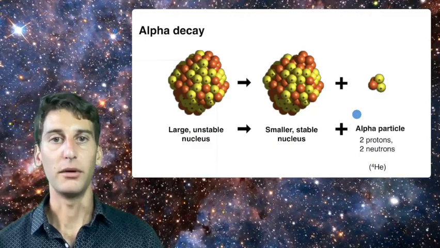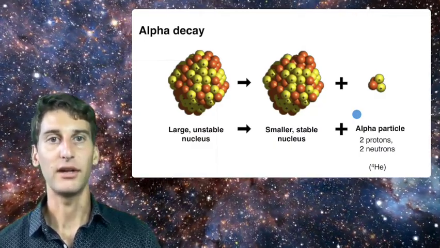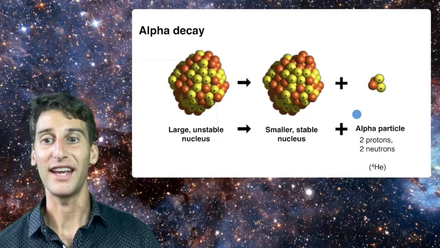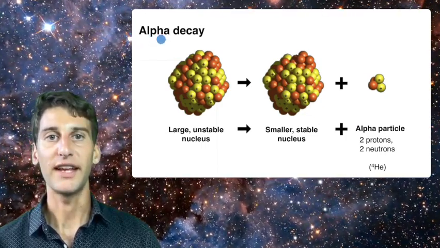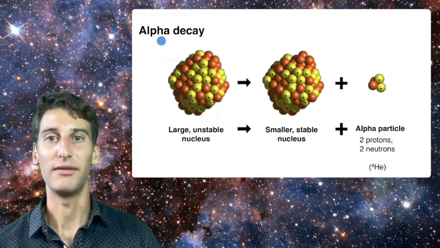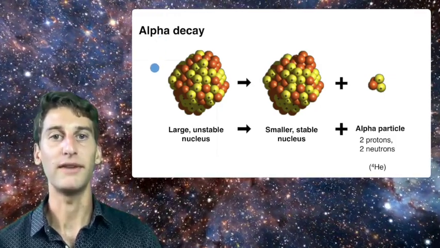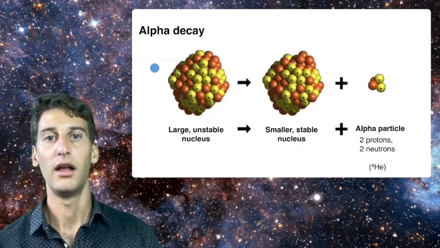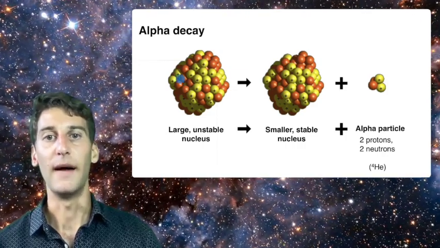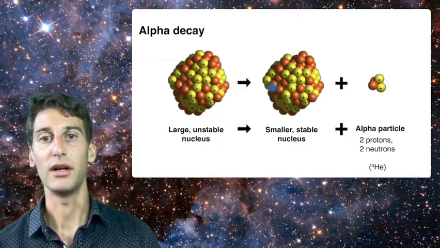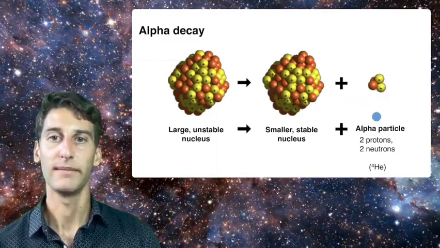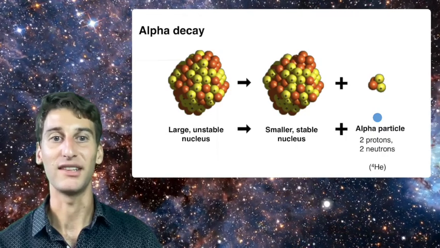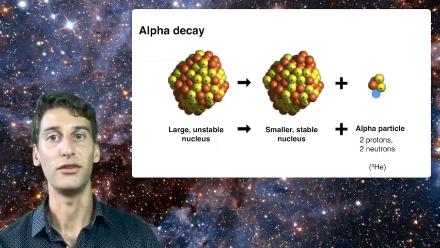Okay, so before we close up, I just want to mention the last type of radioactive decay. This is alpha decay. Alpha decay was discovered first, that's why it's called alpha. Essentially this is found in these large unstable nuclei, and they decay to a smaller, more stable nucleus by ejecting what's called an alpha particle. An alpha particle is essentially the same thing as a helium-4 nucleus. It's got 2 protons, 2 neutrons.